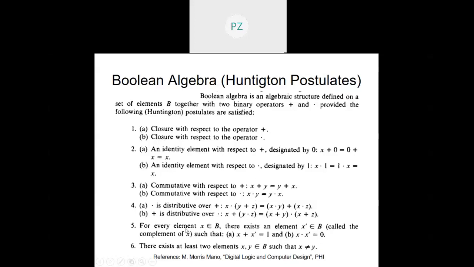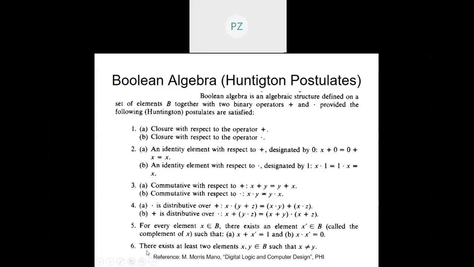Now coming to this: for every element x belonging to that set B, there exists an element x bar belonging to B called the complement of x, such that x plus x bar is equal to 1, and the second part, x dot x bar is equal to 0. So the concept of inverse element or complement comes from this Huntington postulate. Any Boolean variable x, when ORed with its complement, the result is 1, and when ANDed with its complement, the result is 0.